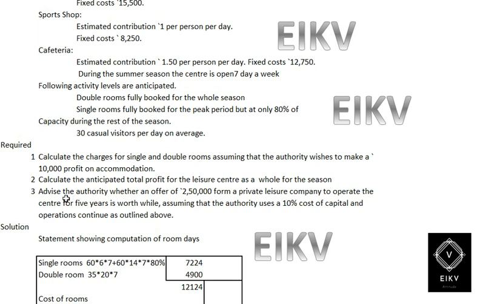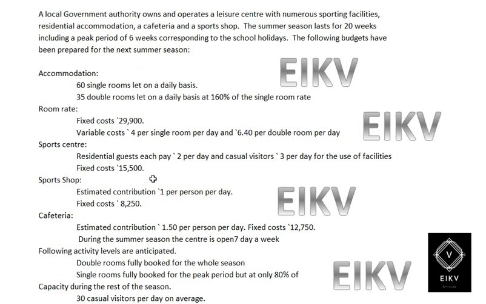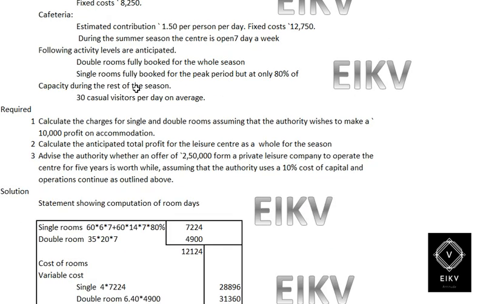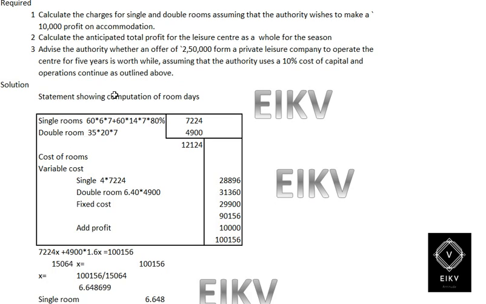Right, this is the illustration. Here we have some of the details: a local government authority owns a leisure center, and in this leisure center they have a cafeteria, sports center, accommodation, etc. The peak period and non-peak period have been given, and they have required us to do 3 requirements. So going ahead with the solution, first of all, the statement showing computation of room rates.